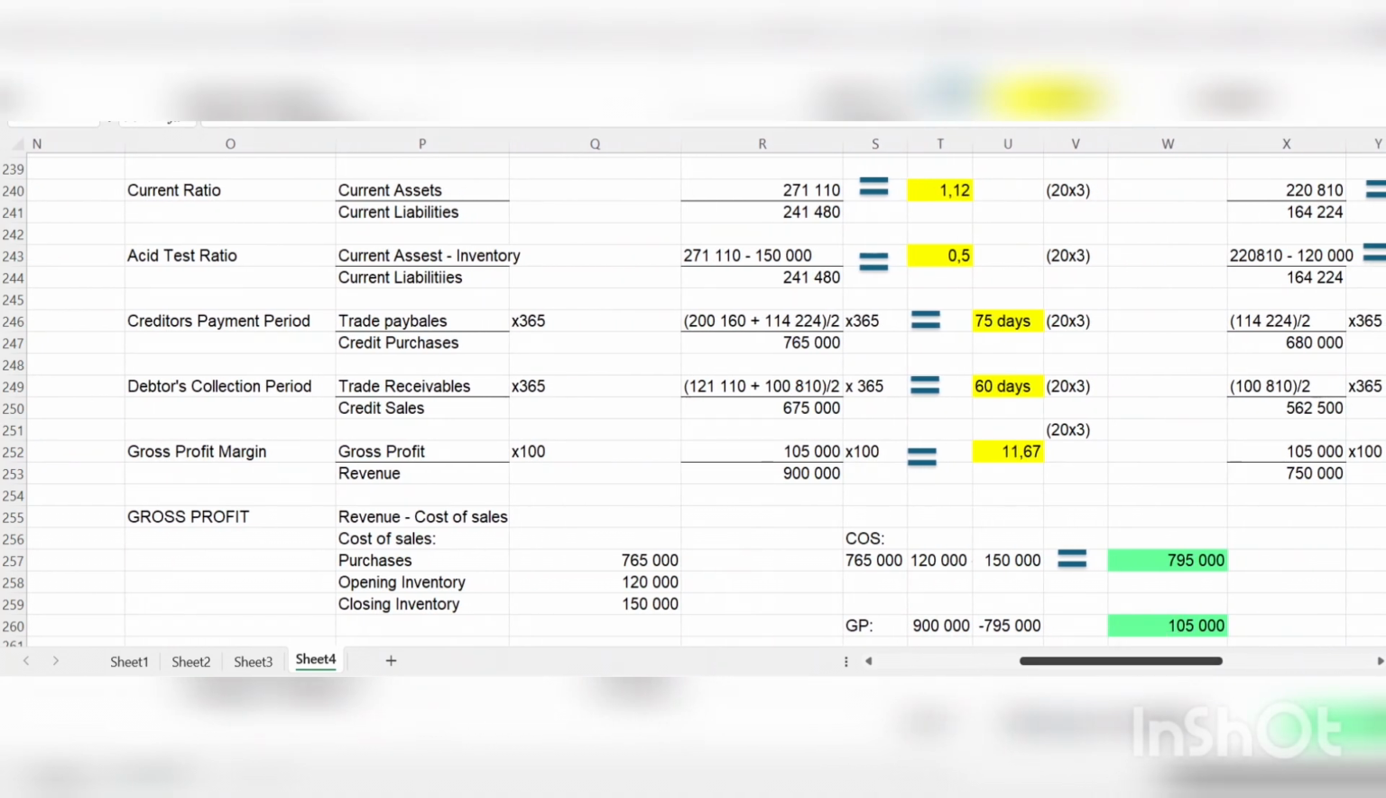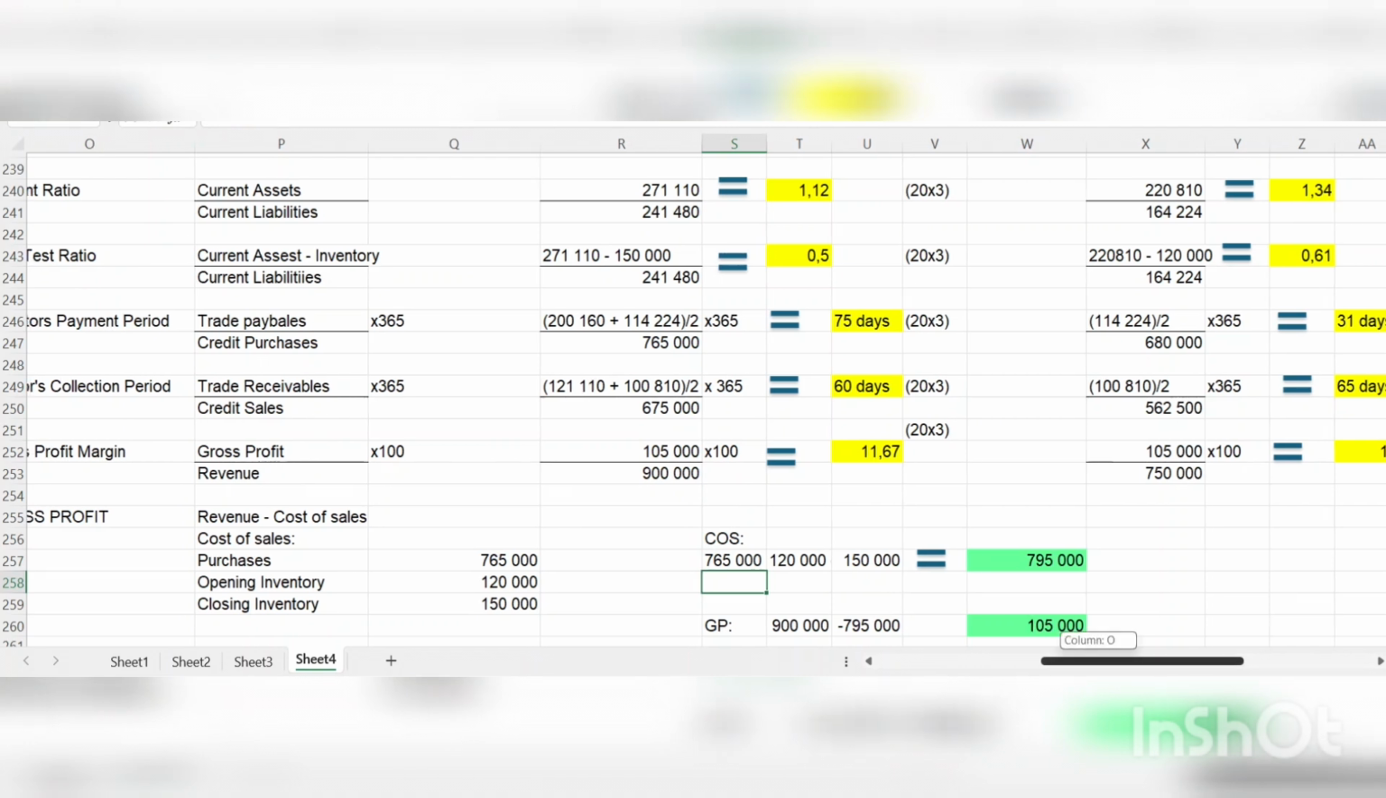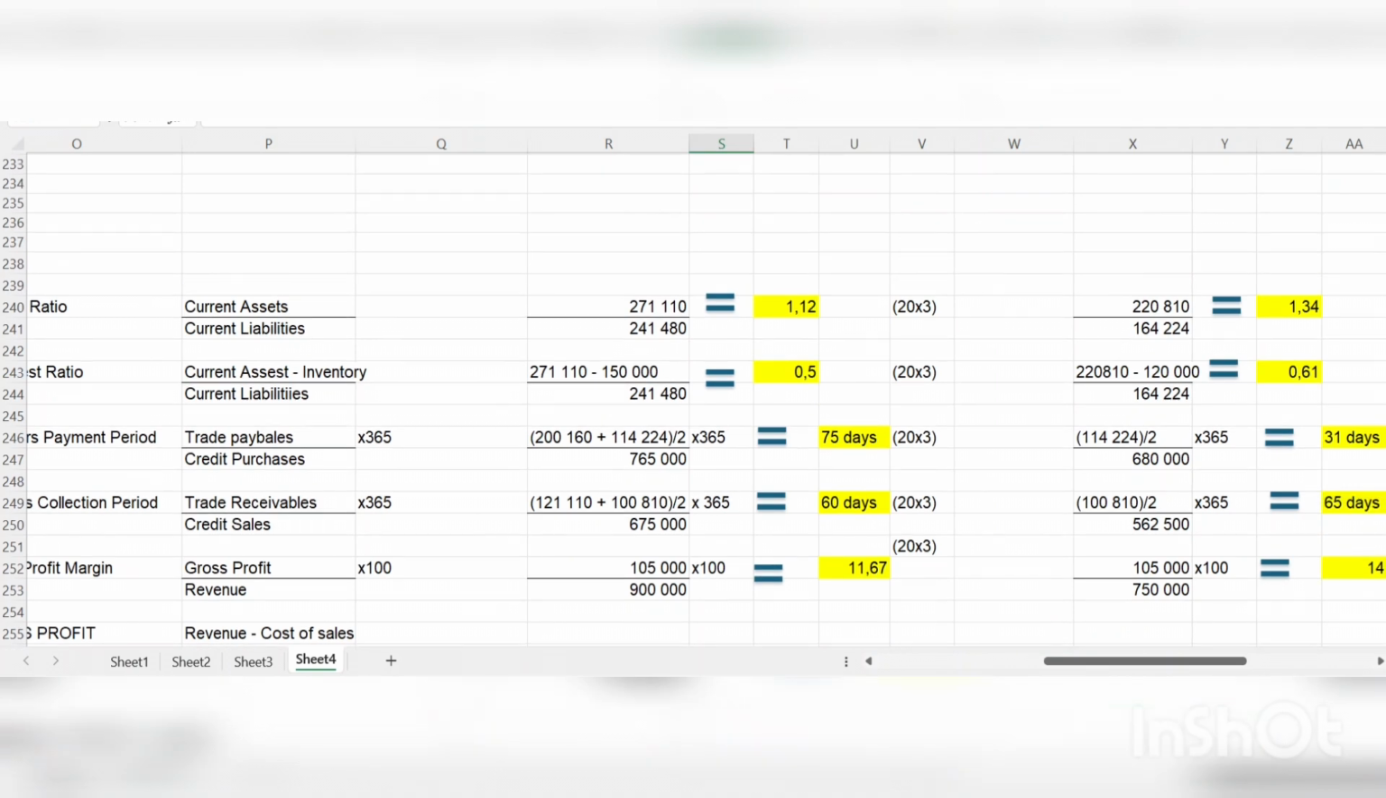To calculate your gross profit, it's your revenue minus cost of sales. For cost of sales, we had purchases, opening inventory, closing inventory. We added those amounts together, and as you can see, we took 765,000, we added 120,000, and we minused 150,000 to get this value. And then finally, to get our gross profit, we took 900,000 minus 795,000.